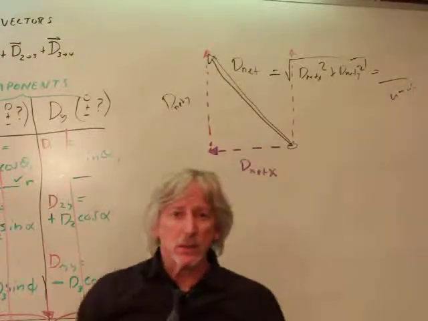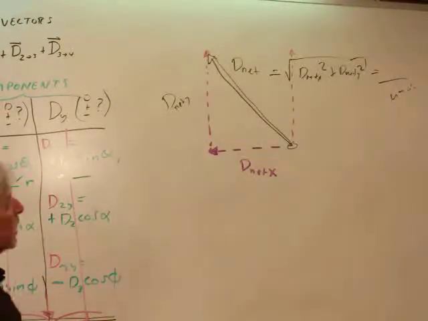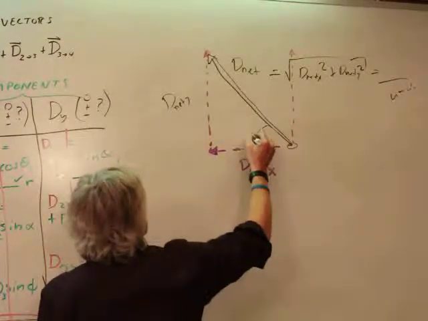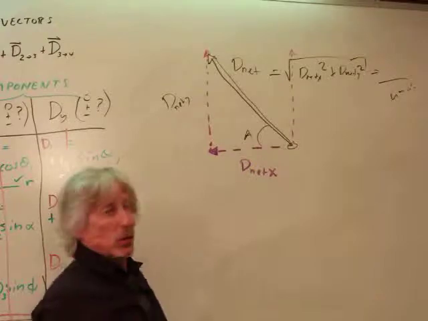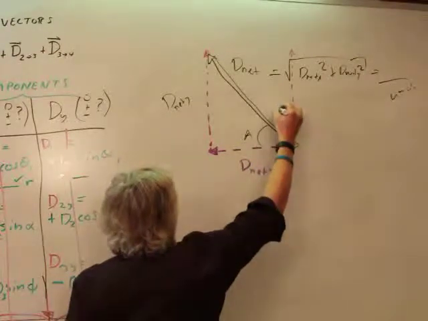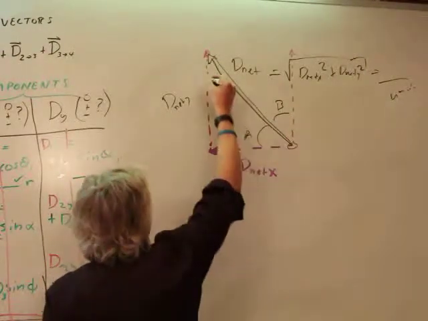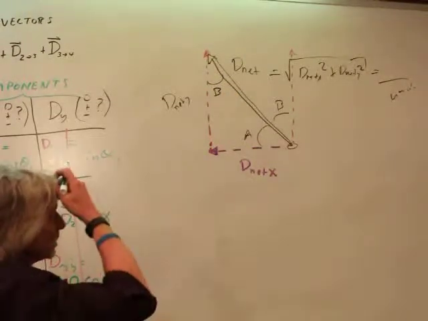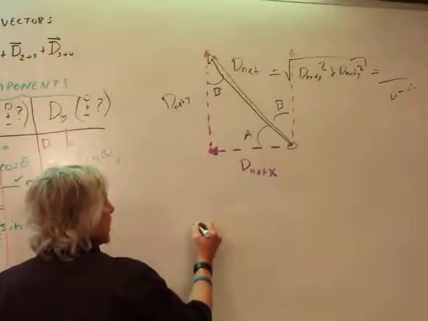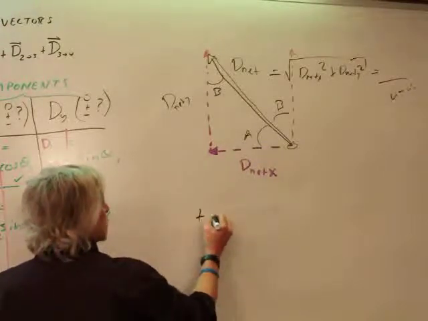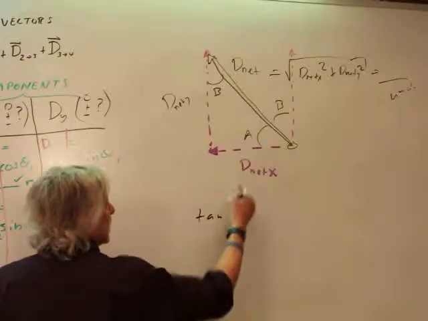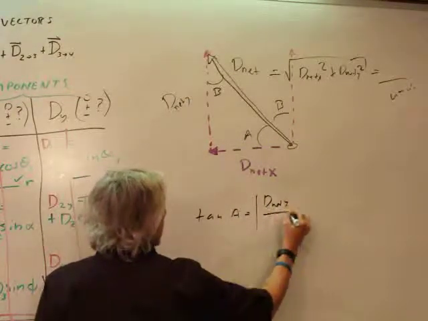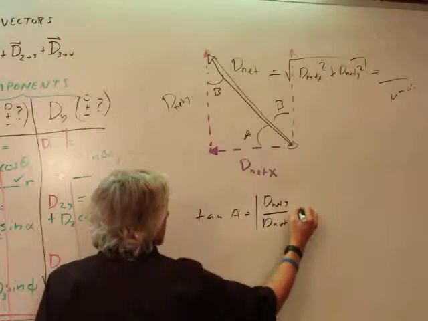And pay attention to sig figs and precision, right? Okay, good. Oh, well, maybe I want an angle. Which angle do you want? Do you want this one, A? Call it whatever you want. Or do you want this one, B? Which is also this one, right? So you've got to know your angles. If I want A, then I know that the tangent of A is this over this. So that's d net y over d net x.